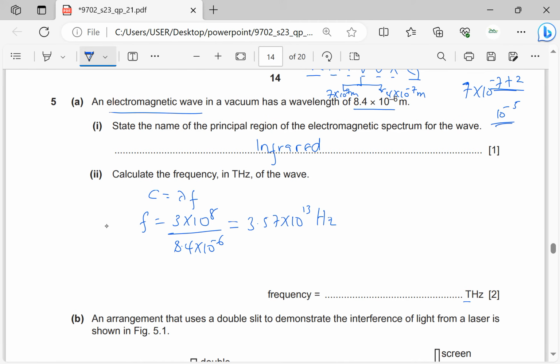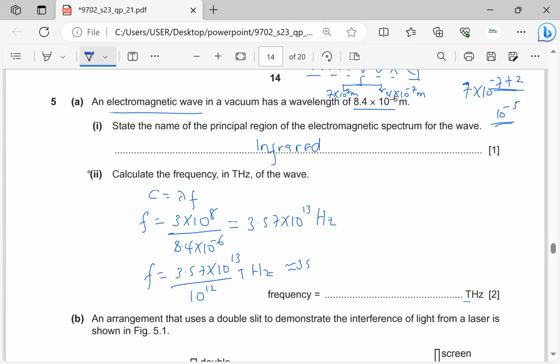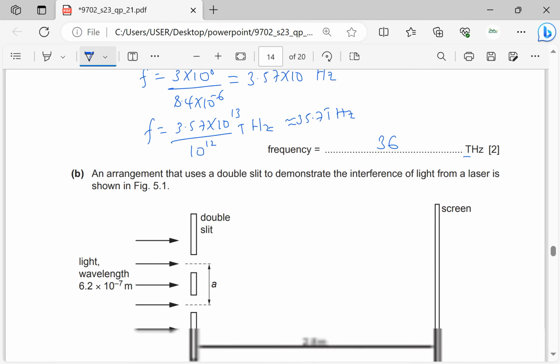I want it in tera, so for tera I divide by 10 power 12. So it is 3.57 times 10 power 13 divided by 10 power 12 to change it to terahertz. That gives me 35.7 terahertz, or approximately 36 terahertz. Remember, when you want to bring in a prefix, you divide by its value. If you want to remove a prefix, you multiply by its value. So the answer is 36.